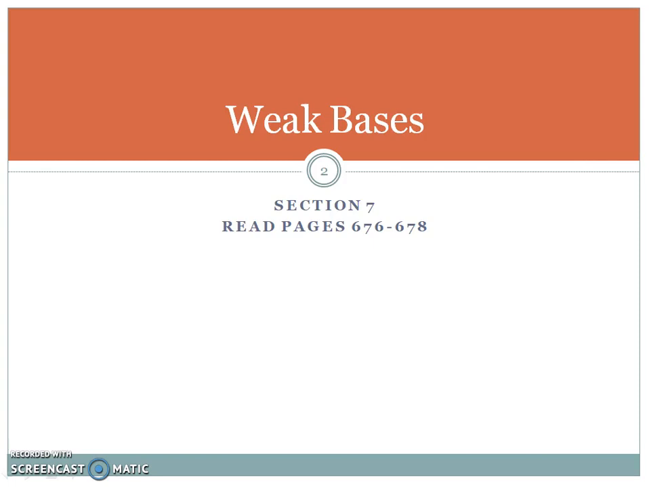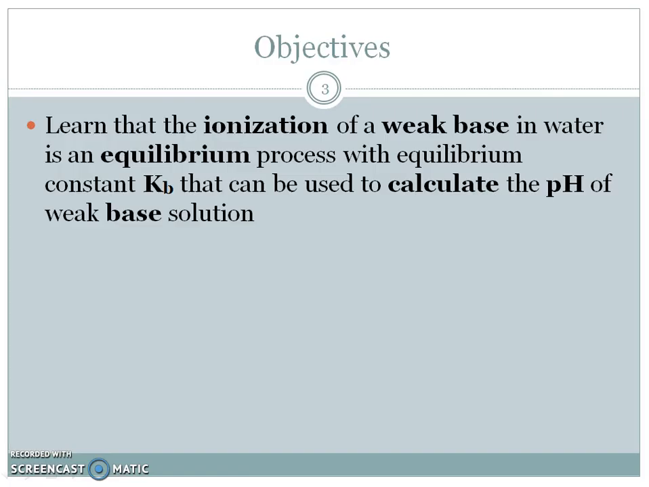This is Mrs. O'Neill for AP Chemistry, Chapter 16, Section 7, Weak Bases. Now that you should have a good understanding of weak acids, weak bases are very, very similar. So you're going to learn that the ionization of a weak base in water is in equilibrium with that constant of Kb that can be used to calculate the pH of a weak base solution.